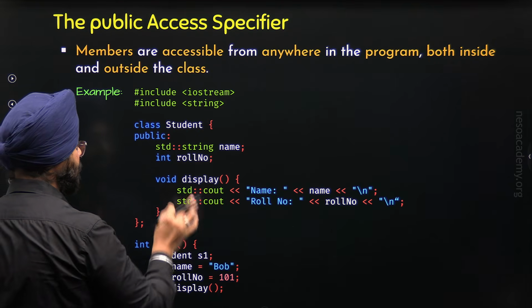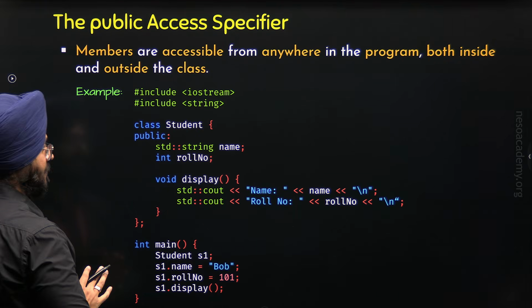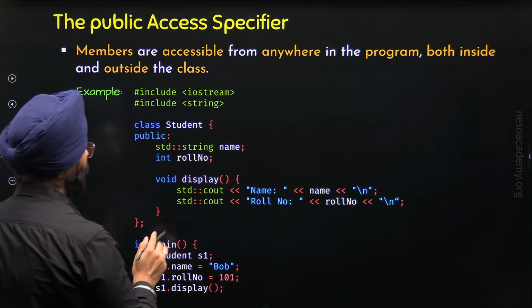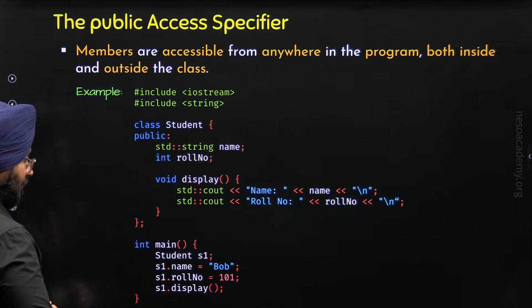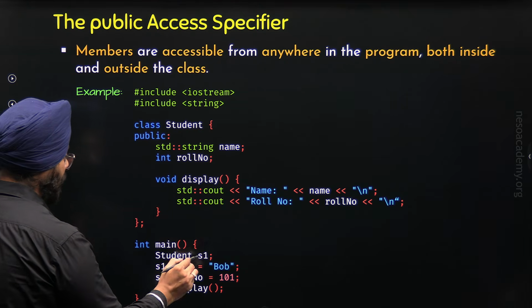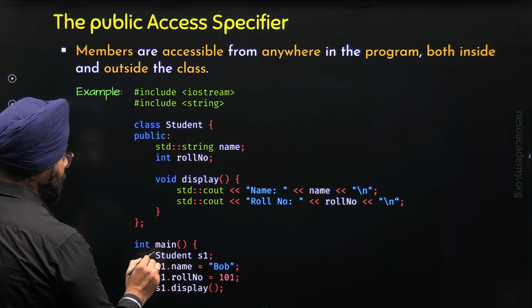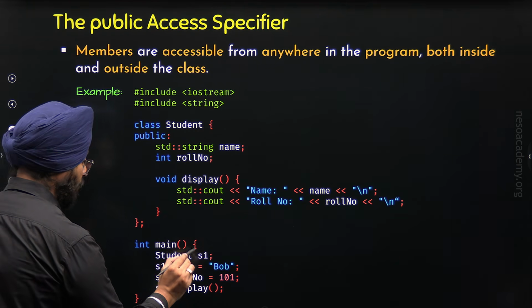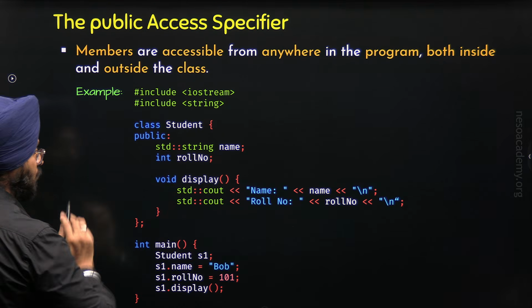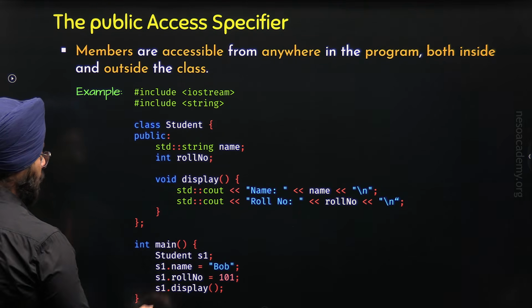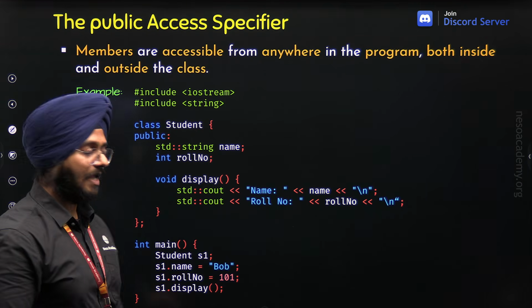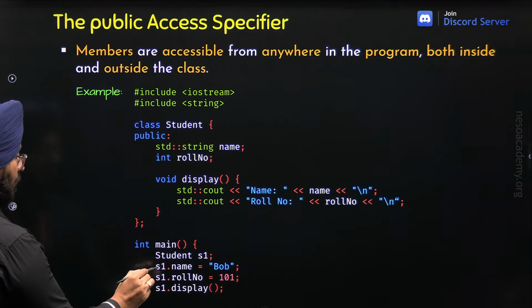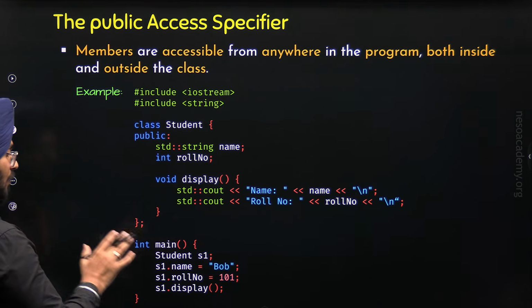Therefore, we can access these members even outside the class, and we can access them through the object of this class. Here is the demonstration for the same. Inside the main function, I have defined the object s1 of type Student. This means I have defined object s1 of class Student. Now, through this object, we can access all the members of this class. This can be done by specifying the name of the object followed by the dot operator and then the name of the member which we want to access.